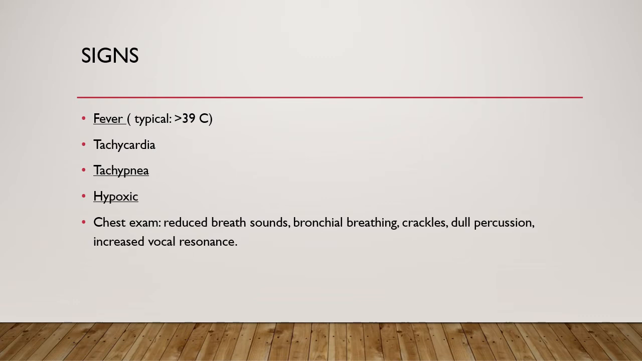Signs that you may see on examination include fever. In case of typical pneumonia, the temperature is usually above 39 degrees centigrade. The patient may be tachycardic, tachypneic. If a patient has severe pneumonia, he may also be hypoxic. And on the chest examination, in case of lobar pneumonia, there may be reduced breath sounds with bronchial breathing, crackles, dullness to percussion, and increased vocal resonance. Plus, there may be extrapulmonary signs also in case of multi-system involvement.